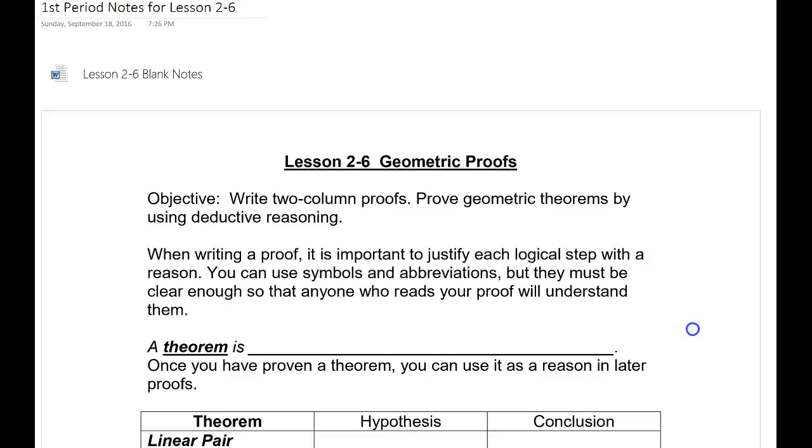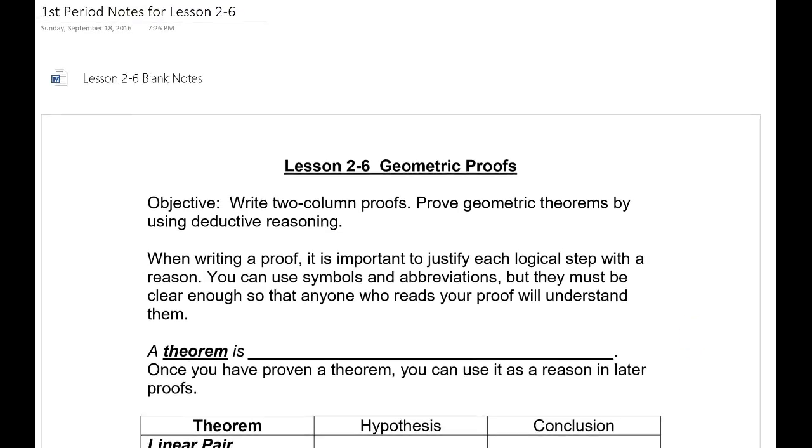All right, so scholars, we're going to talk about geometric proofs. Now, what type of proofs have we done? Symbolic proofs and what? Algebraic. Geometric proofs start the same way. Now, when do we use proofs? Well, it's when we have theorems.